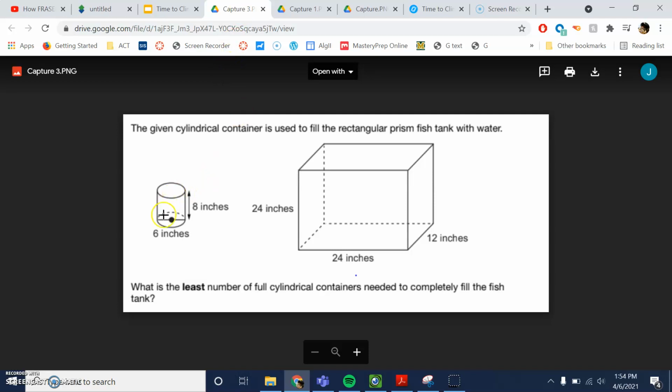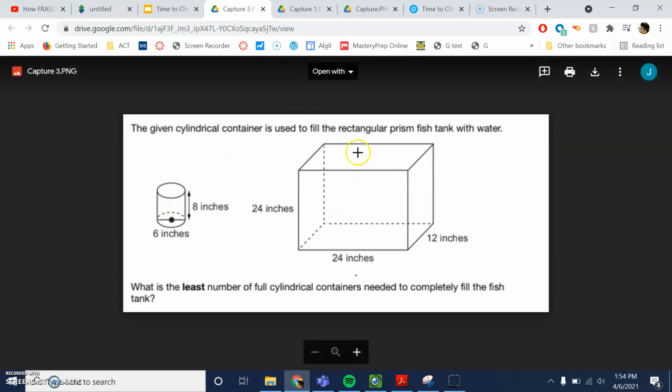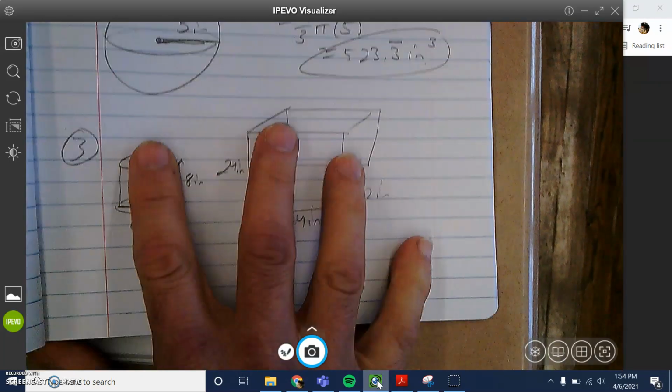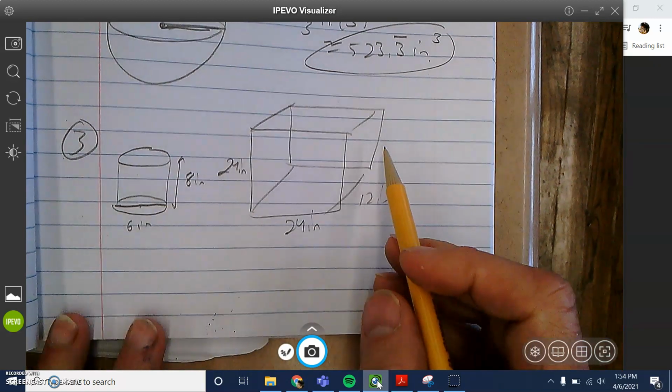All right, here we go. So how many of these fit in these? You're filling up this with water, then you're pouring it into the fish tank. So what's the least number of full cylindrical containers needed to completely fill the fish tank all the way to the tippy top? Okay, so what do? So here is my cylindrical container, and here is my fish tank. Just drew it right here.